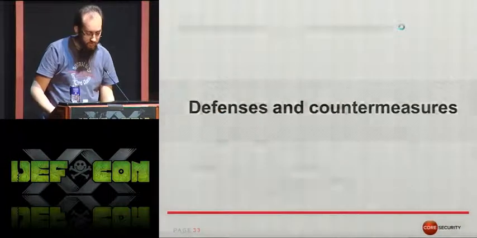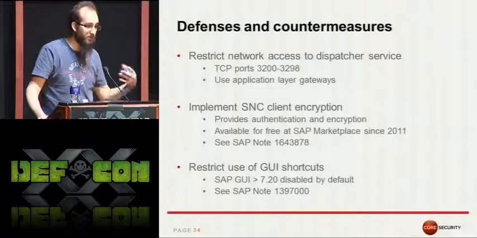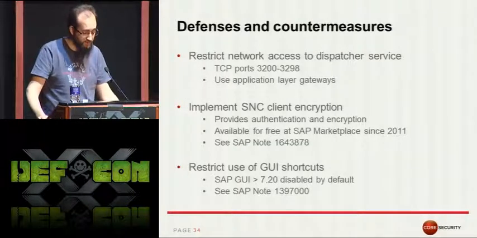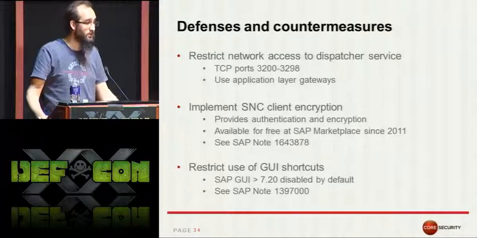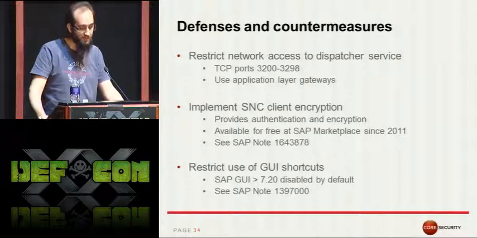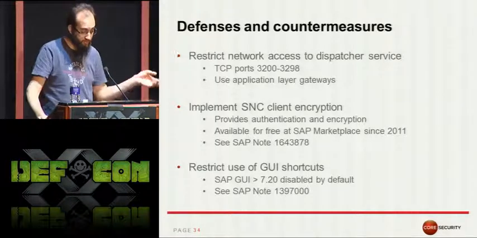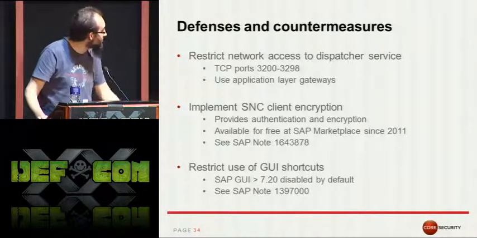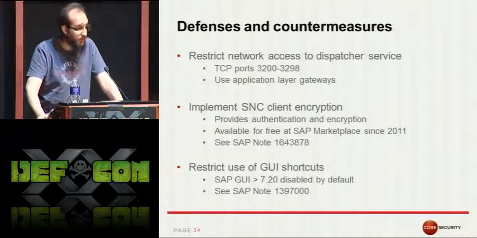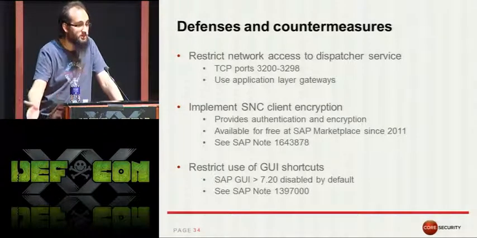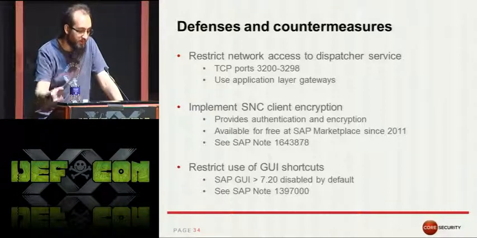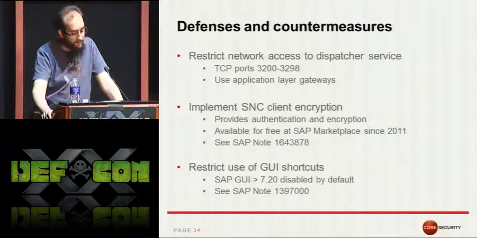So there are some defenses or countermeasures that can be applied to try to limit the attack surface. The first one and the most obvious one is to restrict all the network access to the dispatcher service. The dispatcher service runs on ports 3200, 3299 or 998. You can use application level gateways such as the SAP router application level gateway to perform this kind of segmentation.